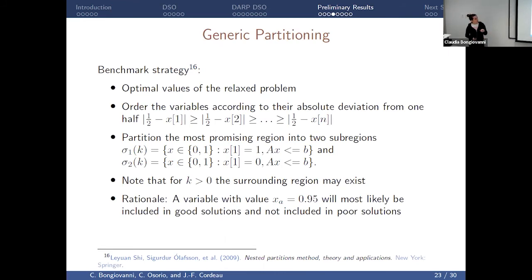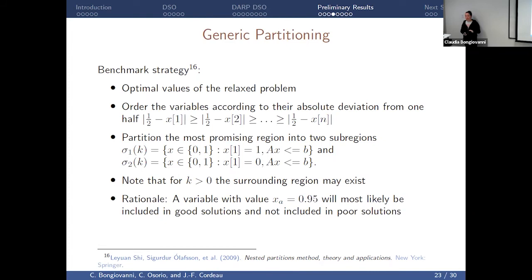What I started doing is implementing the simple benchmark strategy from the literature. They take the optimal values from the relaxed problem: they relax the MIP, solve an LP essentially, and retrieve the relaxed decision variables. And they order them by taking their absolute deviation from 1/2. This means that, for example, X1 is deemed to have the highest deviation from 1/2, and then X2 and so on until Xn, all of the decision variables.